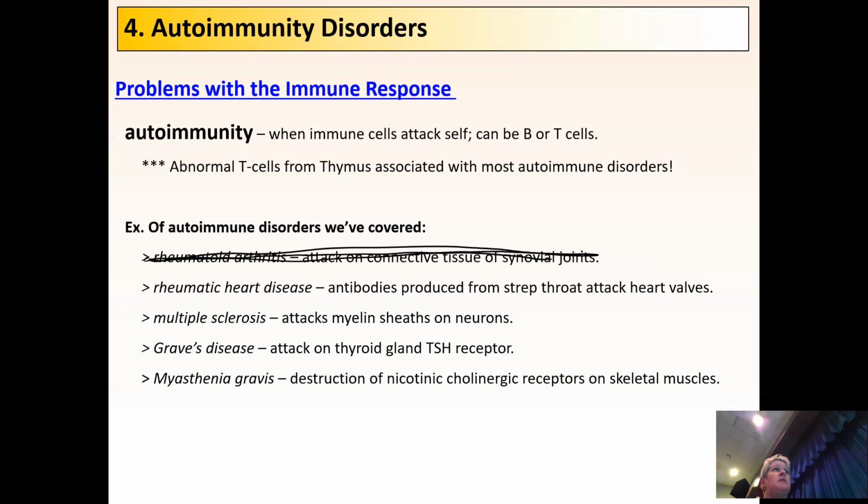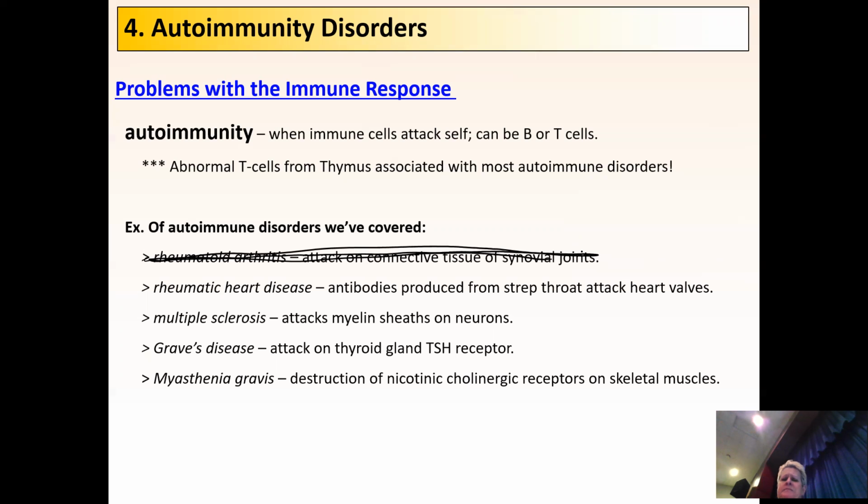Multiple sclerosis, we covered way back, where your immune system produces antibodies that break down myelin on your neurons. We talked about Graves' disease, which is an autoimmune attack on your thyroid gland, causing it to enlarge, and other symptoms like that. And then, of course, you're all very familiar with myasthenia gravis, so I don't have to talk any more about it. We've got that one down very thoroughly.